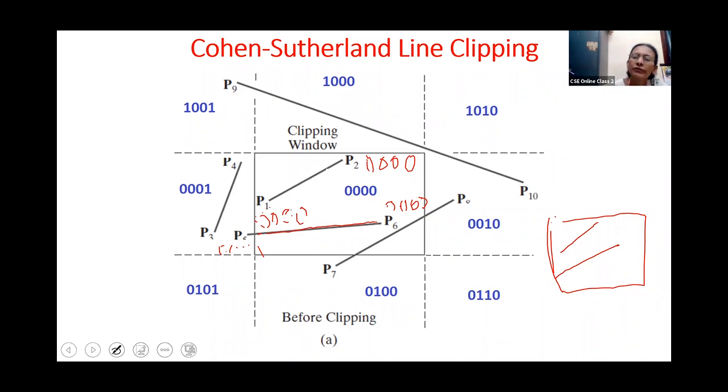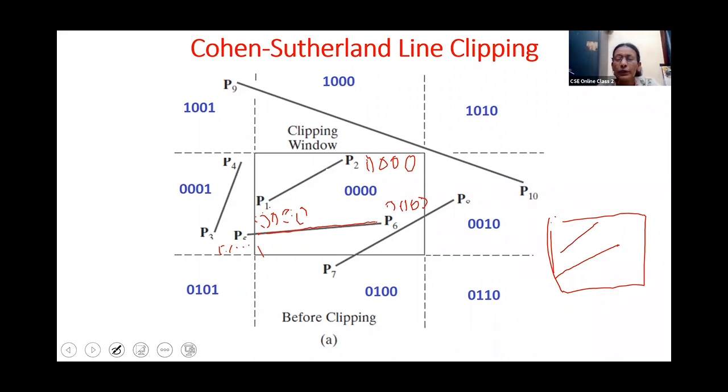Now if you take P7, P8, the outcodes are not all zeros for both the endpoints, that is for P7 and P8. And so again, you need some more calculations. That is, you have to calculate the intersections, etc., and then decide. How we are going to decide is what the Cohen-Sutherland algorithm is going to teach us.